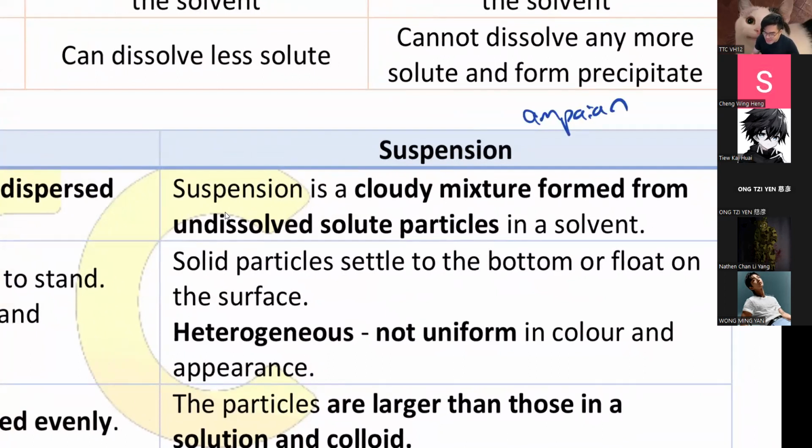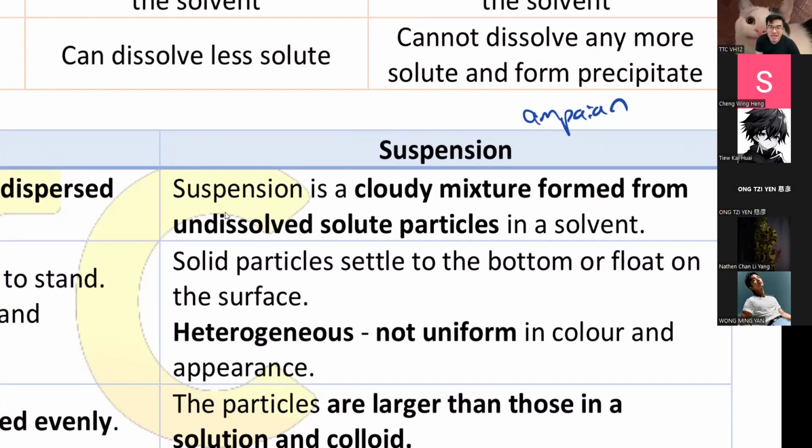You know what is suspend? Suspend means hanging halfway. If I hang you with a string in air, you are suspended in air. Because when you stir sand in water, they just kind of float. So we call it suspension. That means this one cannot dissolve. Cannot dissolve in suspension.